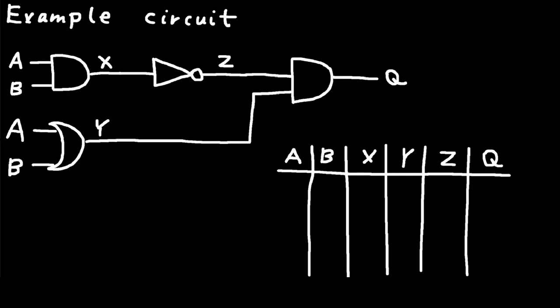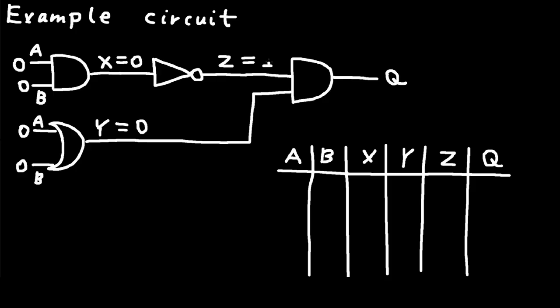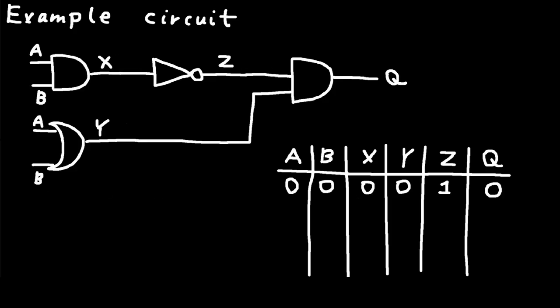Let's do all four input combinations. If A is 0 and B is 0, X is 0, Y is 0, Z is 1. So Q is 0. If A is 0 and B is 1, X is 0, Y is 1, Z is 1. So Q is 1.